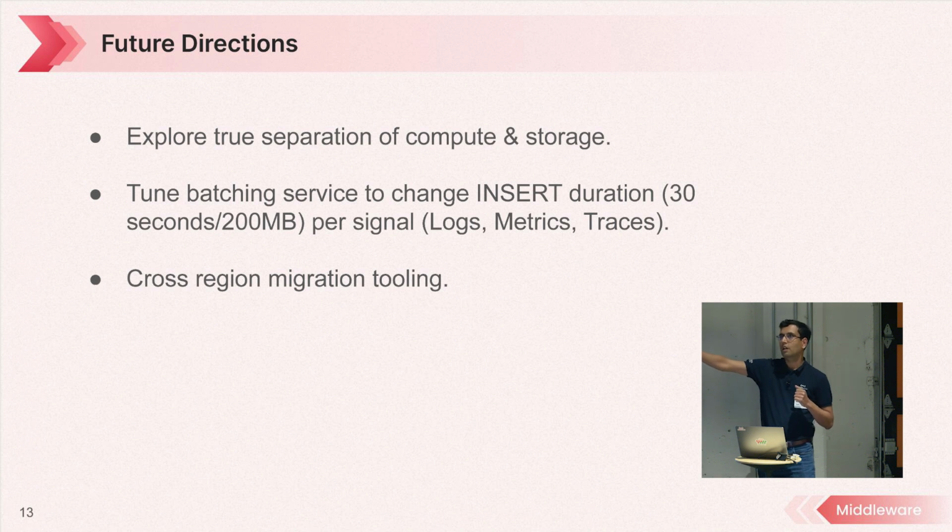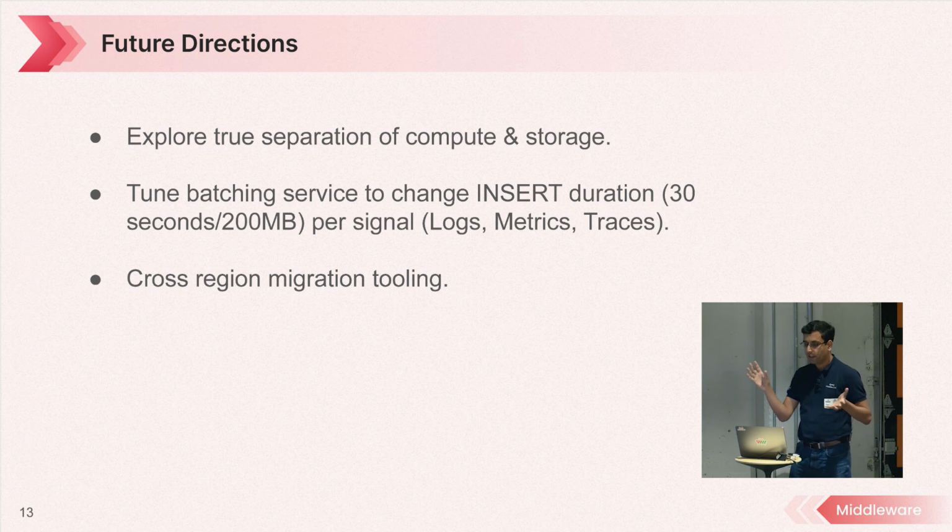Another thing that you might have noticed when I showed the diagram of shards and their replicas is that everything was in one region, but different availability zones in AWS. So we are looking at cross-region migration tooling as well. Sometimes US customers want their data to be moved to Europe, and we have a lot of compliance things that we have to follow for Europe, especially GDPR. So we are looking at how we can migrate.